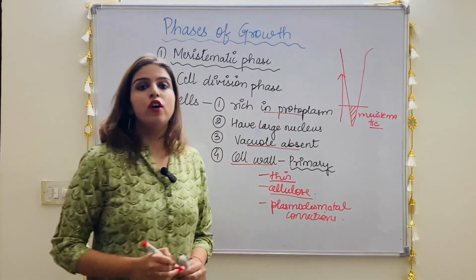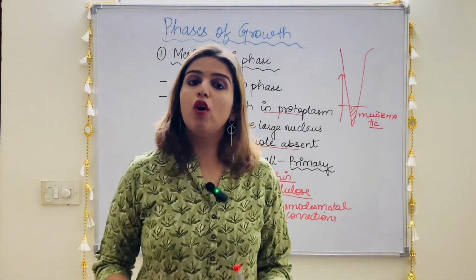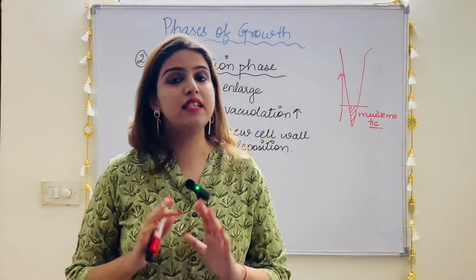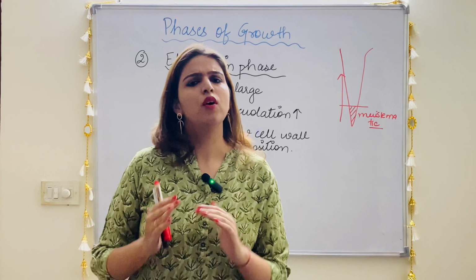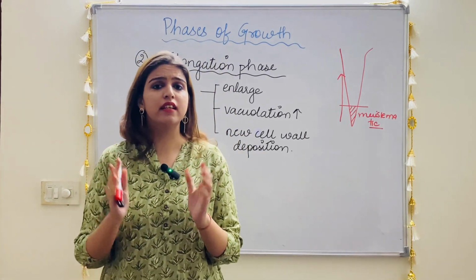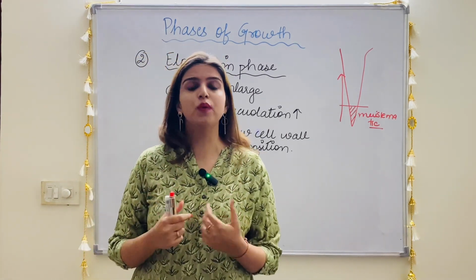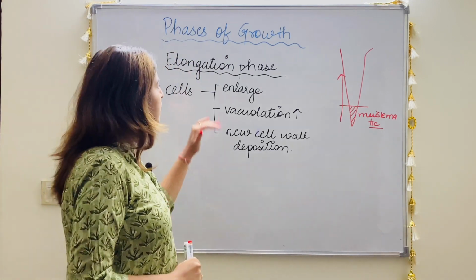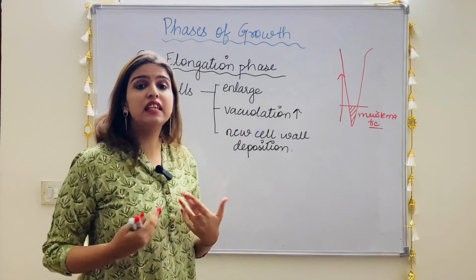Now let's move on and start talking about the elongation phase. In the elongation phase, now the cell that has divided, the newly formed cell, will now start elongating. The cell will enlarge, it will increase in size. How is that going to happen? First of all, the cells are going to have an increased vacuolation.